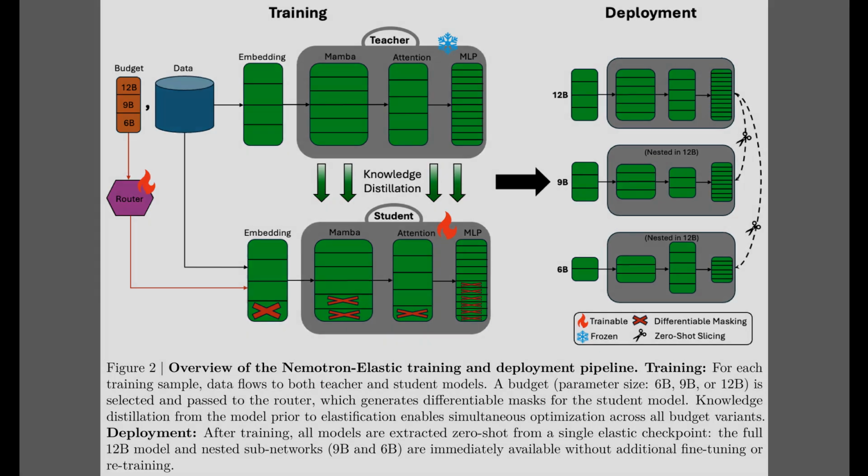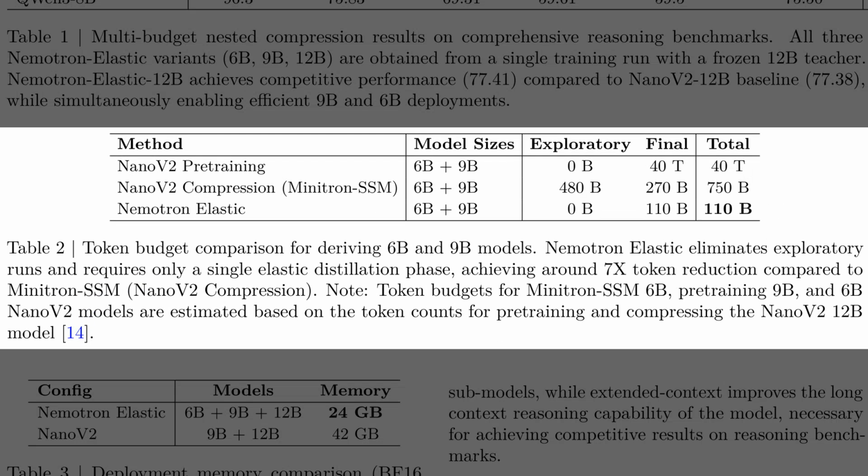extra fine-tuning is needed. So while Figure 2 showed the training pipeline, Table 2 quantifies the token savings from that design. The table compares 3 methods for producing 6 and 9 billion parameter models. Traditional Nano V2 compression with the Minitron SSM approach spends about 480 billion tokens on exploratory runs, plus 270 billion on final training, for roughly 750 billion in total. Nemotron Elastic skips exploration and finishes in only 110 billion tokens, which is around 7 times more efficient.